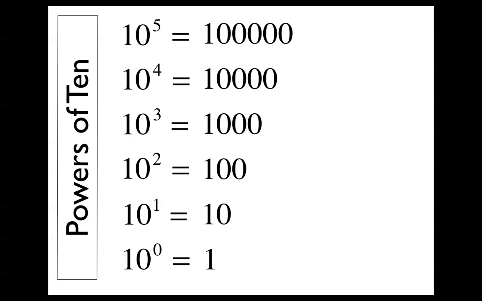And guess what? The powers of 10 have as many zeros as the exponent. So the number of zeros in each of these matches the exponent in each of these. This one has 5 zeros, 4 zeros, then 3 zeros, 2 zeros, 1 zero, and no zeros.